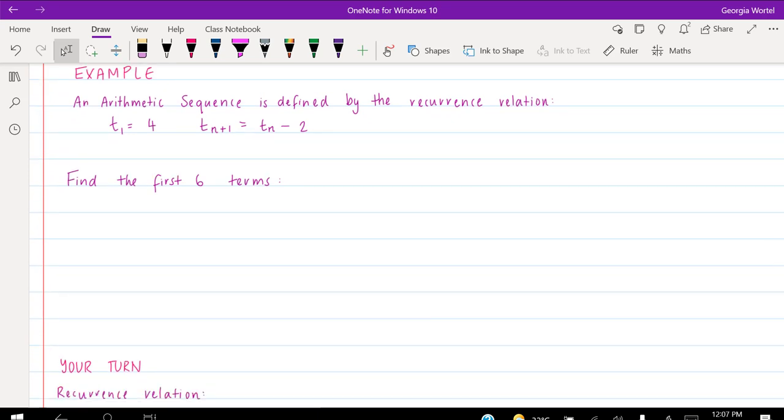The first 6 terms, our first one is 4. Comma, we always have to put commas. To get the next one, so to get one more than the one I'm currently on, I take the one I'm currently on and minus 2. So 4 minus 2 is 2. 2 minus 2 then is 0. 0 minus 2 is negative 2. Negative 2 minus 2 is negative 4. And negative 4 minus 2 is negative 6. And the question only asks for the first 6 terms. I'm going to assume that this goes on indefinitely. We haven't been told otherwise. But the first 6 terms are those ones.